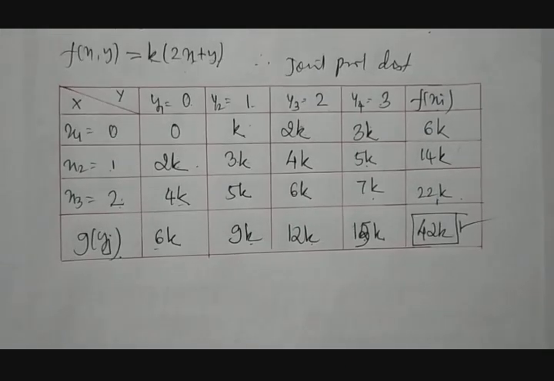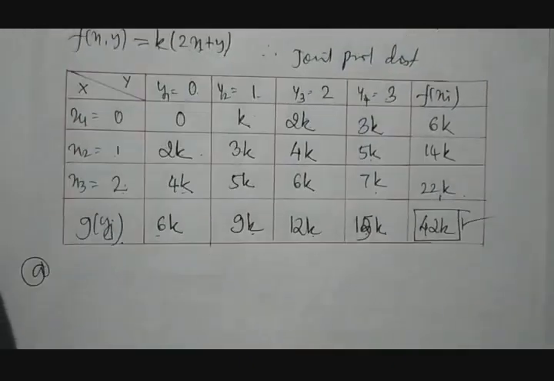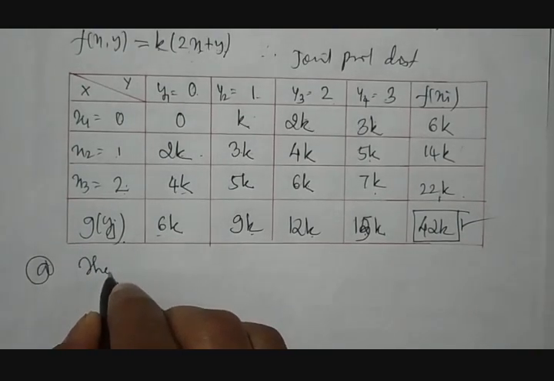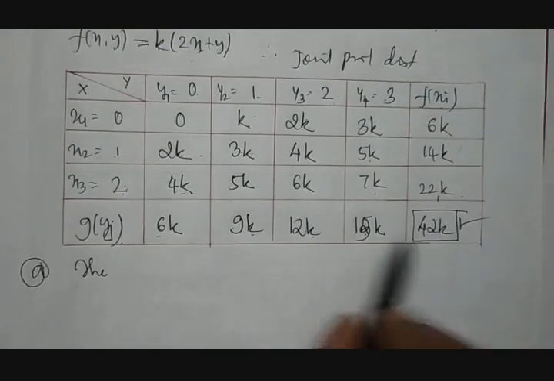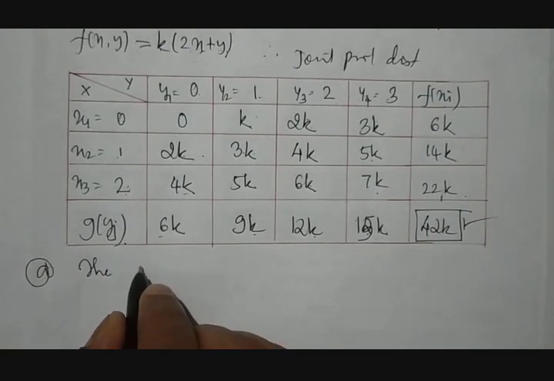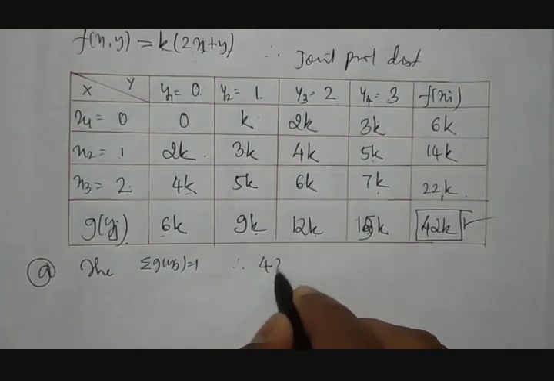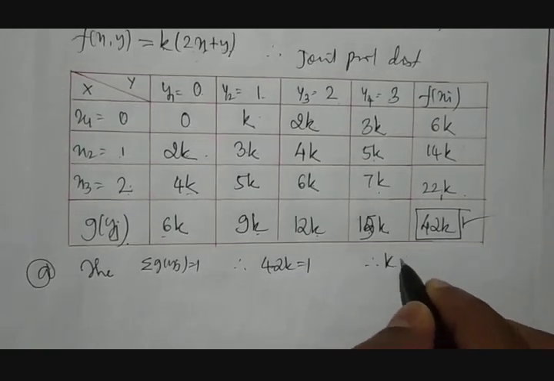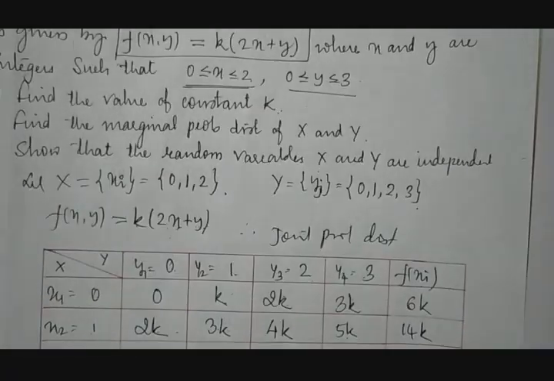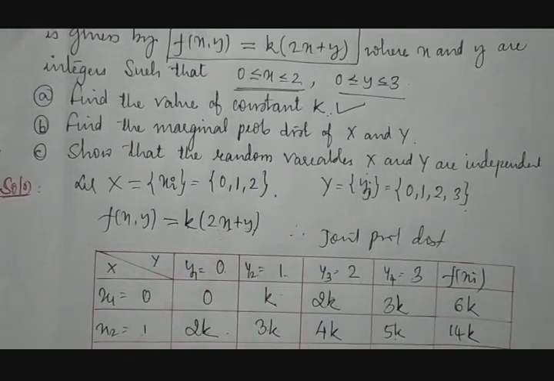Therefore, very first, what is the question? Find the value of k. The total is 42k. But one thing we know, the summation of all these things must be equal to 1. Therefore, we know that the summation of g of yj must be equal to 1. Therefore, 42k is equal to 1. Therefore, k is equal to 1 divided by 42. Therefore, the value of k is 1 by 42. This is over.